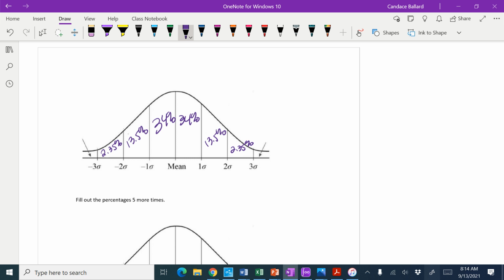All right. Then we have 0.15% and 0.15%.